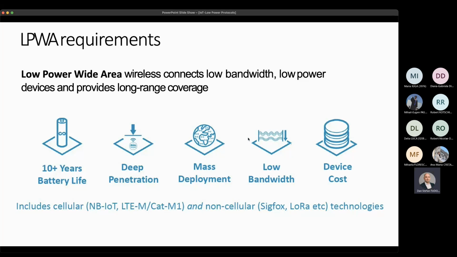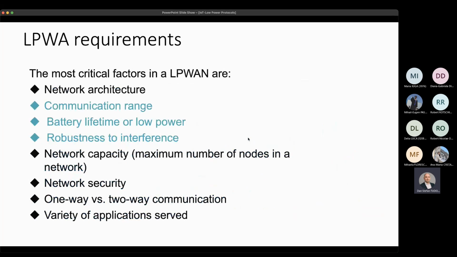So the most critical factors in such a network are, of course, the architecture, how the nodes organize, and how you actually send data through it. It can be point to point, it can be multi-hop. So you can actually have the different nodes connecting to an ad hoc network. Communication range, battery lifetime. You can also have a lot of interference in the environment, so it needs to provide some sort of robustness to that interference.